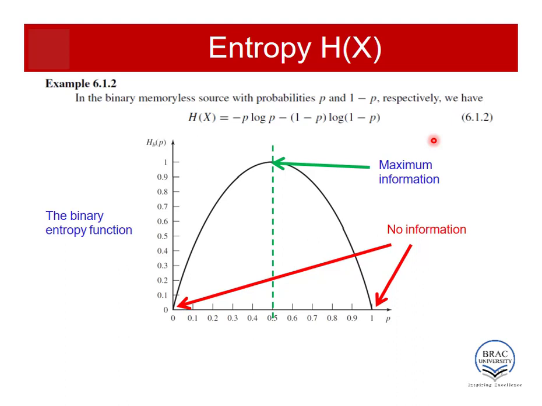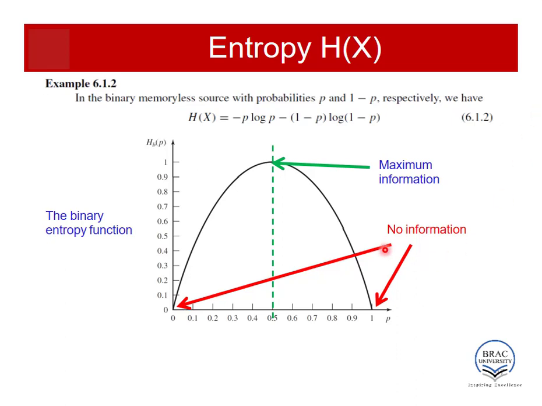So if I consider the probability of one outcome to be p, then the probability of the other outcome must be 1 minus p. Let's say coin toss. If I assume that the probability of head is 0.5, then the probability of tail is obviously 1 minus 0.5, which is also 0.5. So if there are only two outcomes, we just need to determine the entropy for each outcome and then get the sum.